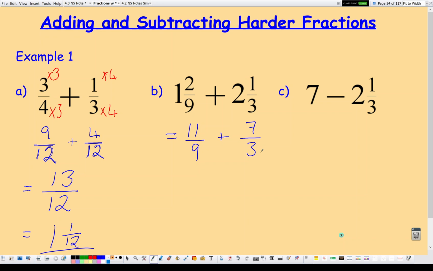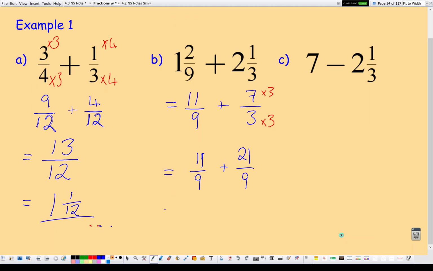But in this case, I can just do 3 times 3 and do the same to the top, and that is going to form an equivalent fraction that has the same denominator as the first fraction. So 11 over 9 does not change. You don't always need to multiply both of the fractions. 7 times 3 is 21, and that's over 9. Same denominators, put them together, add the top line. 11 plus 21 is 32.